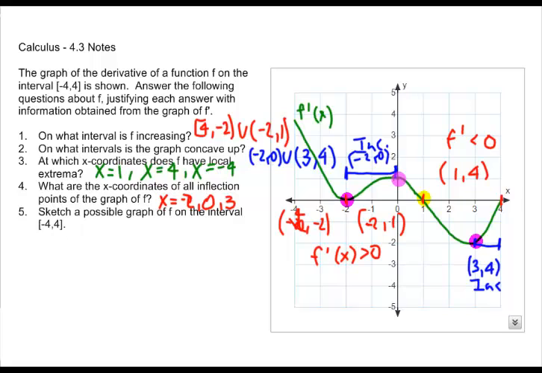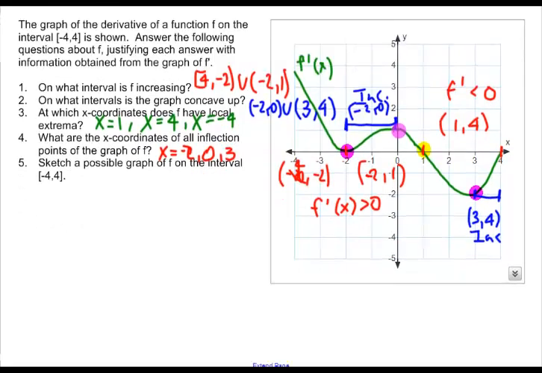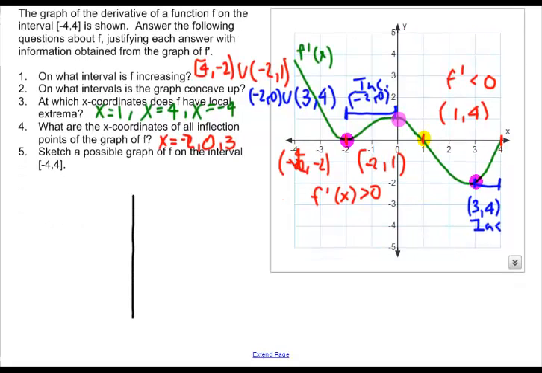And then lastly, it says to sketch a possible graph of f on the interval from -4 to 4. And so using the information that we've got, it would be something along the lines of, and this isn't an exact thing, but if I have a graph here, and I'm going to go from -4 to 4, and we'll just call this guy -4, and we'll call this guy 4. Okay, my graph has to look not exactly like this, but something like this.